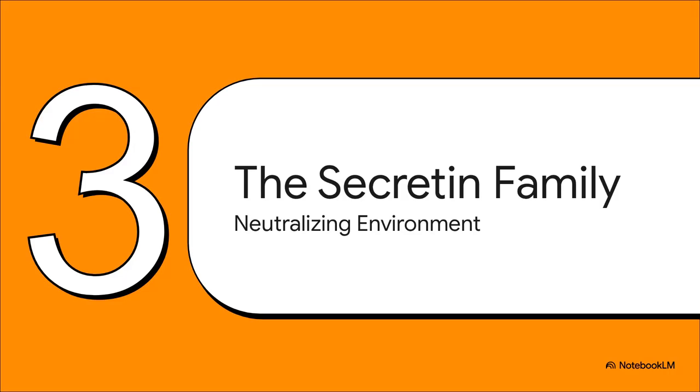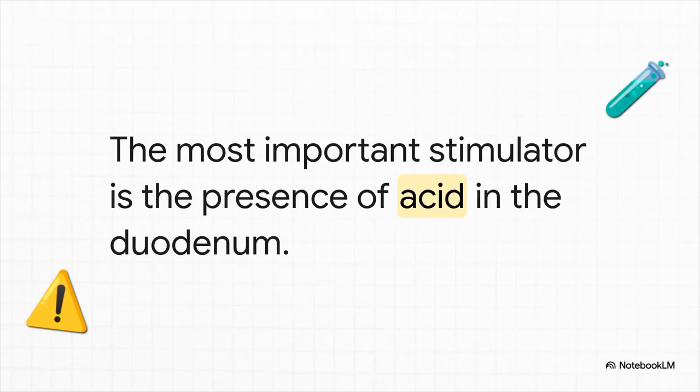Section 3. The secretin family, neutralizing the environment. Let's see how our next group of factory managers handles things. Because while CCK is down there handling the heavy fats and proteins, there is a massive environmental hazard pouring into the small intestine that has to be dealt with right away. That hazard is stomach acid, which is literally strong enough to dissolve metal.